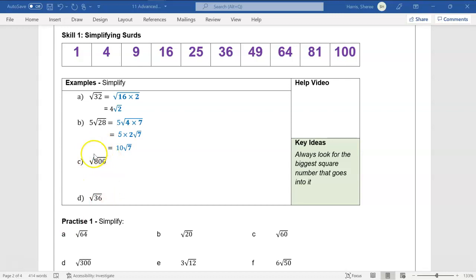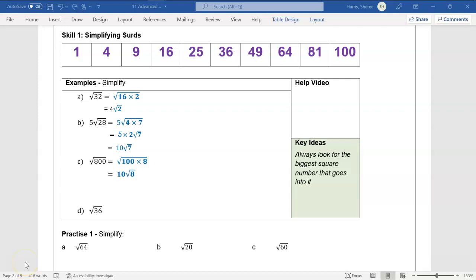So I obviously can see that 100 goes into that. So I'm going to start with 8 times 100. Actually, say it in reverse, the square number first. 100 times 8 makes it a bit easier. So I've worked that out, and I know the square root of 100 is 10, so I'm going to bring that out and have 10 root 8.